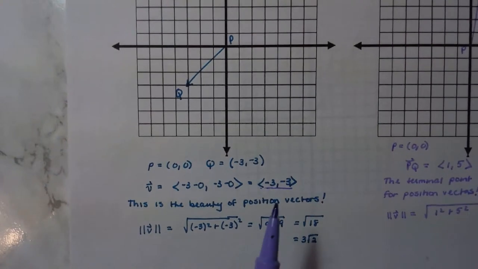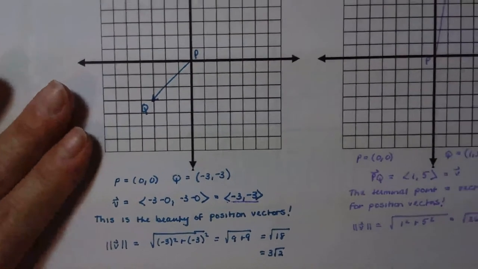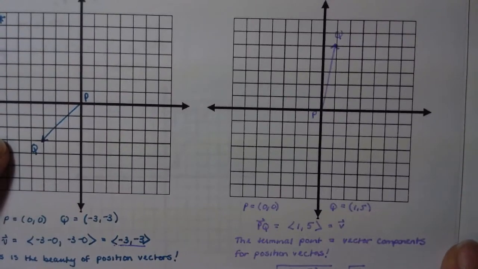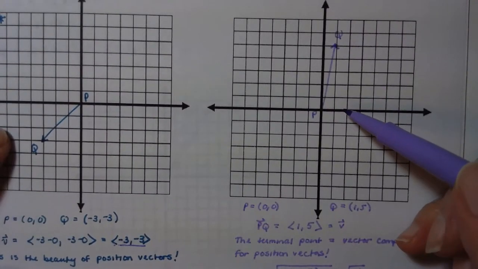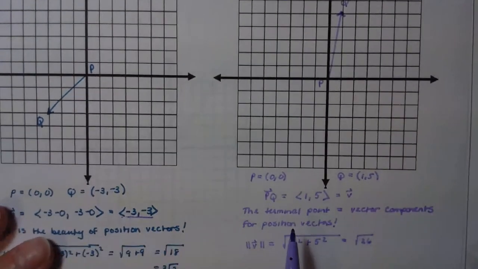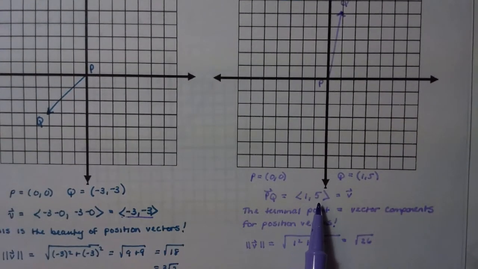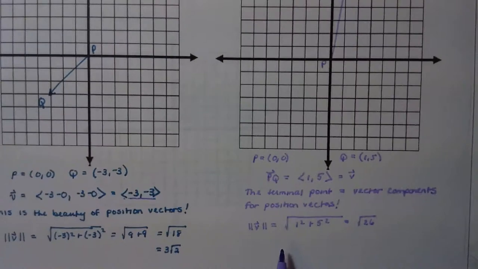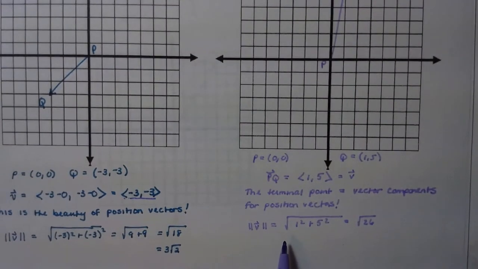And if I want the magnitude, I just have to take each one of those values, put them under the square root, square them, add them together, and I get my magnitude. Here's another position vector. Okay, and this is the point 1, 5 here. So my component form of the vector is 1, 5. And then if I want to find the magnitude of that, all I have to do is take the square root of each component squared, add them together, and I'm done. Capiche?